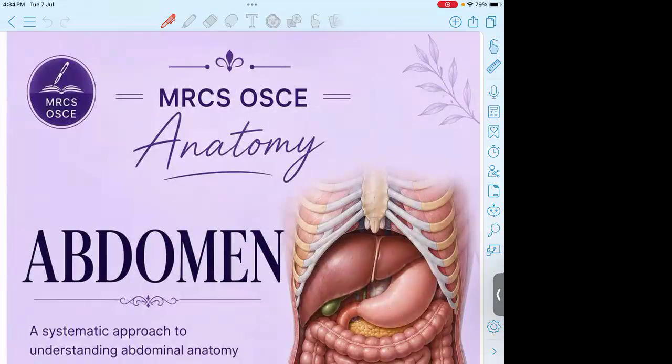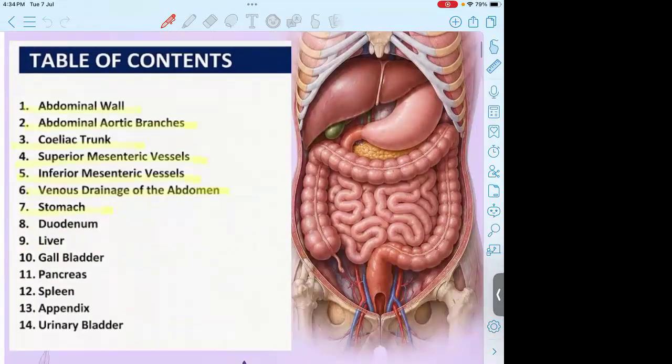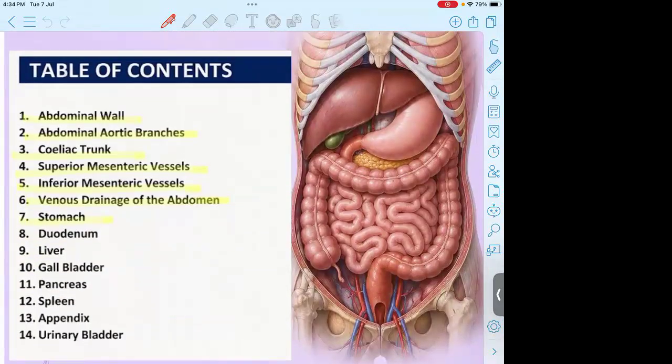Today our session is on abdomen, and we will cover 7 contents from abdomen today. These are very important topics for MRCS actually.